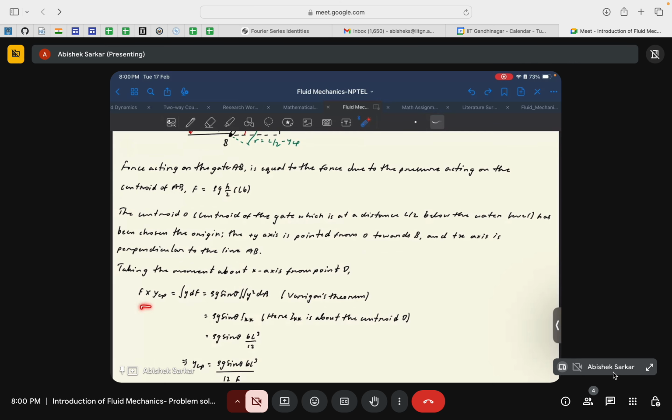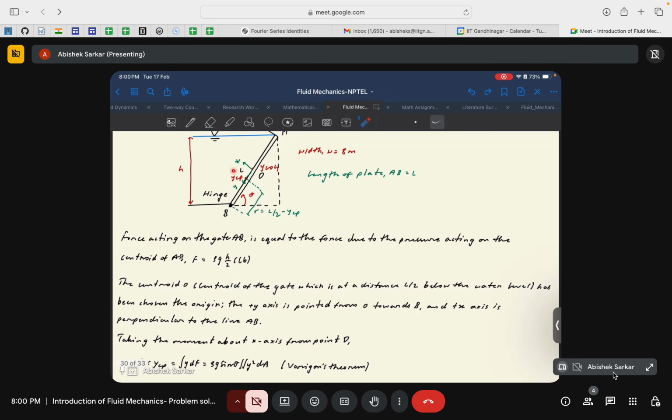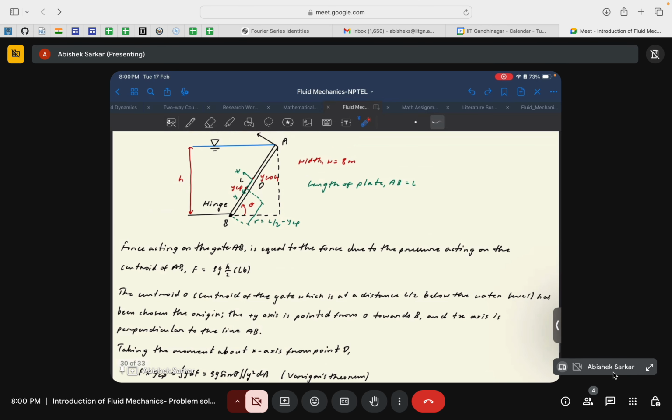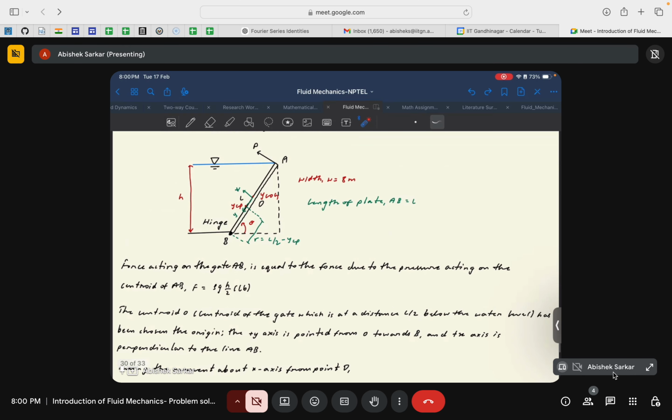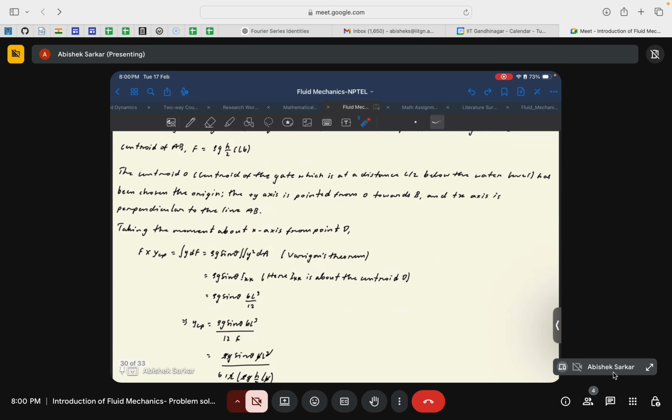Just apply that. From that you will get F times ycp is equal to rho g sine theta Ixx. You need to find ycp to evaluate the net moment. Then you will do a net moment balance between the force acting along the center of pressure and this force P. That's why you need to find ycp. So now we have to find the expression of ycp. Then we will have rho g sine theta times Ixx.